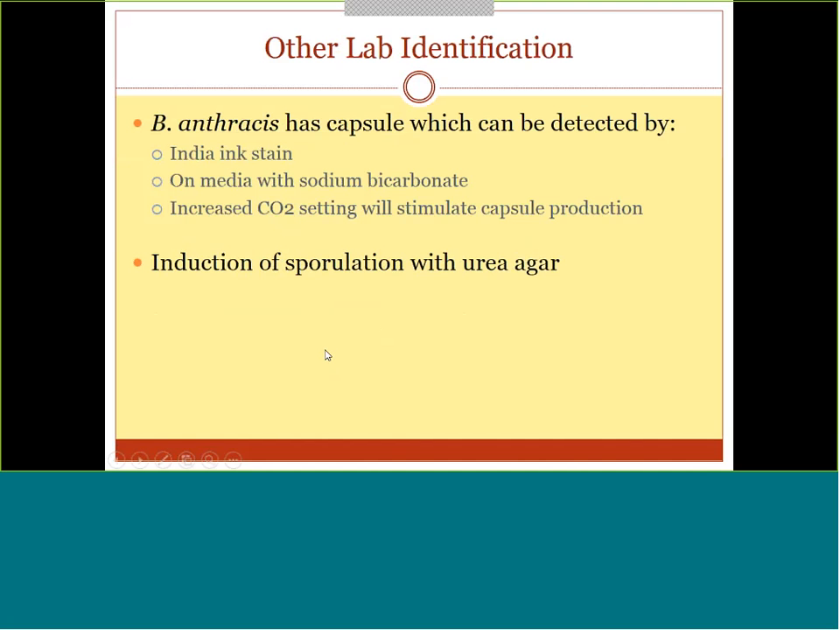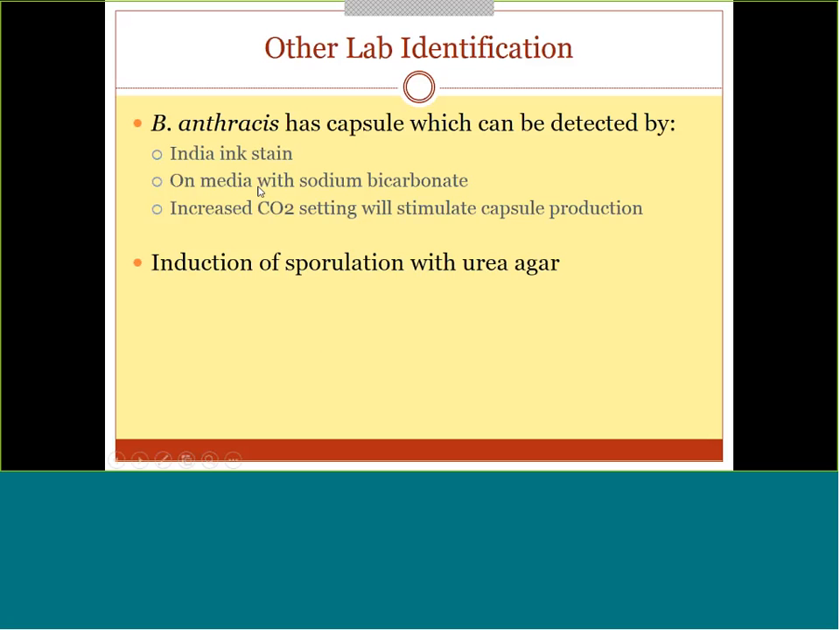Other lab identification: Bacillus anthracis does have a capsule, so you can look for that capsule with India ink stain. India ink stain, you will hear this mentioned again with a yeast called Cryptococcus when we get into the mycology chapter, which is in micro 2. Basically, it's a brown stain, and when you stain it, everything stains brown except where the capsule is because the stain cannot get inside the capsule. And so it creates a halo effect. That's what it does with the Cryptococcus as well. So that's how India ink stain is used.